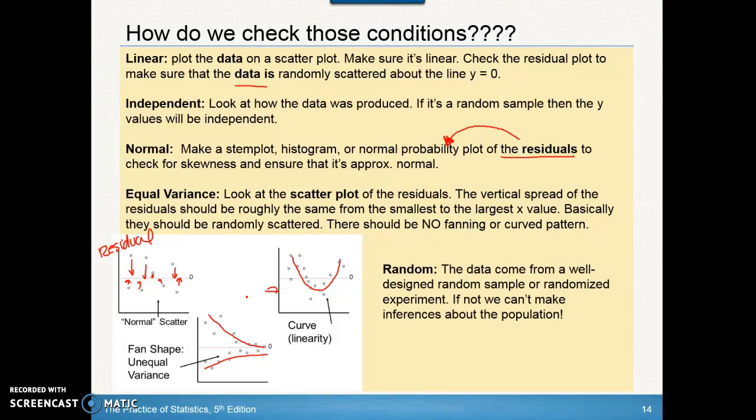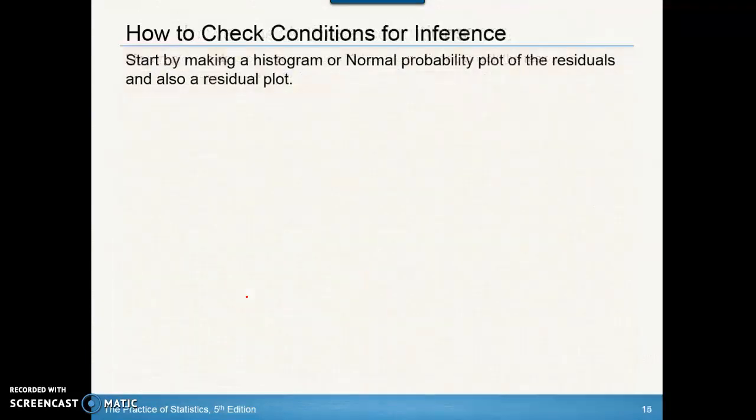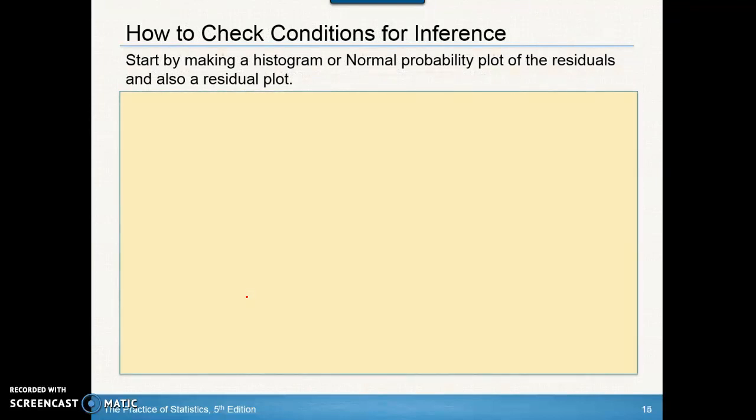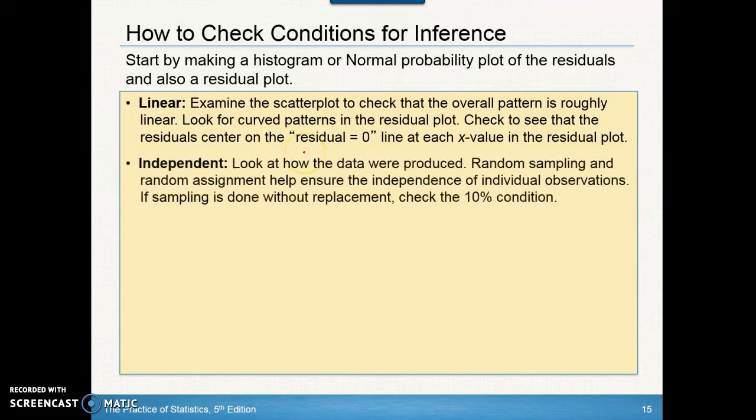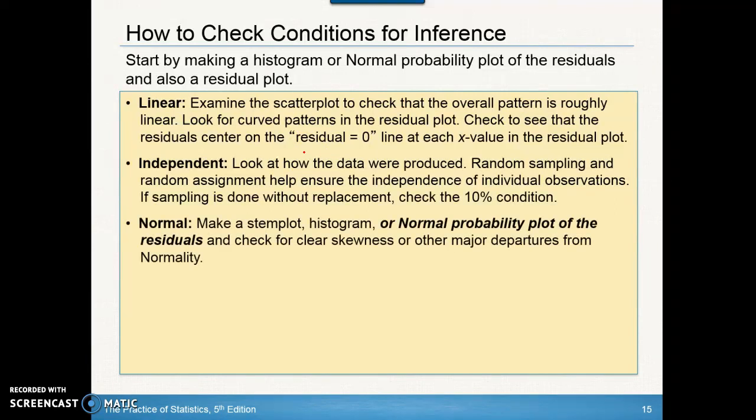The random, same condition as before. The data needs to come from a well-designed random sample or well-designed random experiment. If not, we cannot make inferences about the population. So how do we check the conditions for inference? Start by making a histogram or a normal probability plot of the residuals and also a residual plot. For the linear one, you're going to examine the scatter plot and check to make sure that the overall pattern is linear. So this is your scatter plot. Look for curved patterns on the residual plot. So your residual plot actually serves two purposes here. One is the linear condition, and then the other is your equal variance. Independent, population 10 times the sample size.